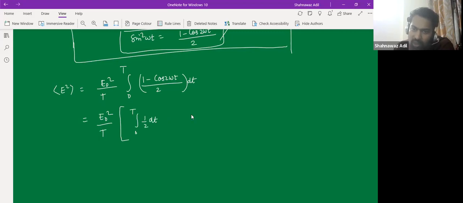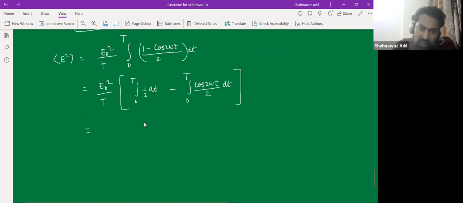The other is cos 2 omega t by 2 dt. Remember, this 2 omega t is an angle, so do not cancel this thing with this one, right? These are angles. So we have this constant quantity. If we integrate this thing, we'll get 1 by 2, and integration is t, with limit t to 0.